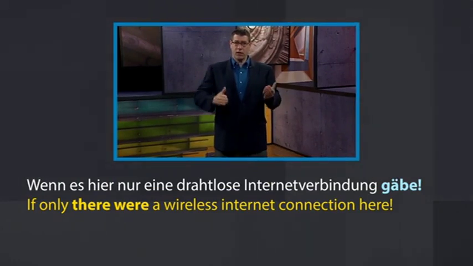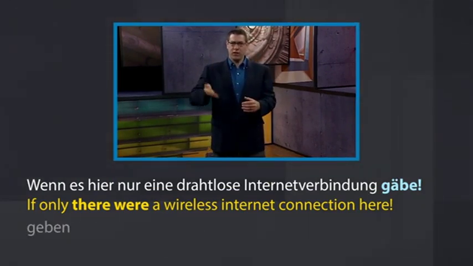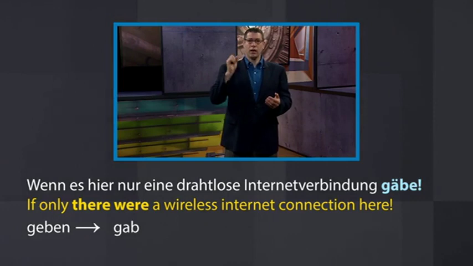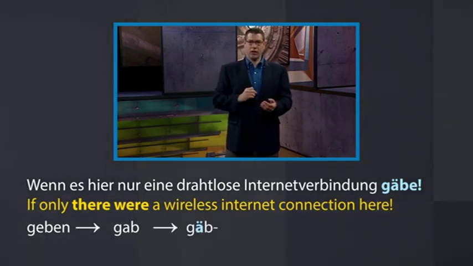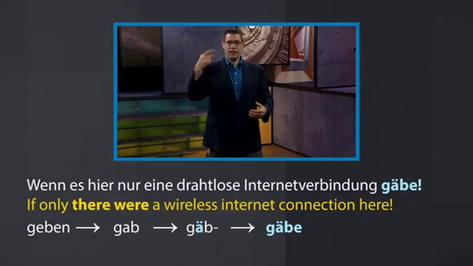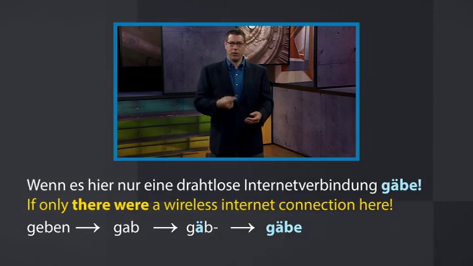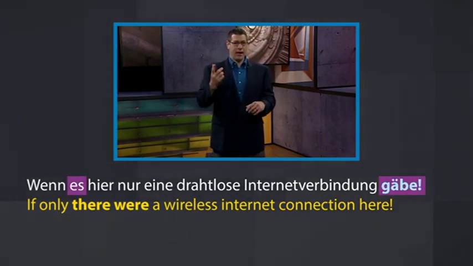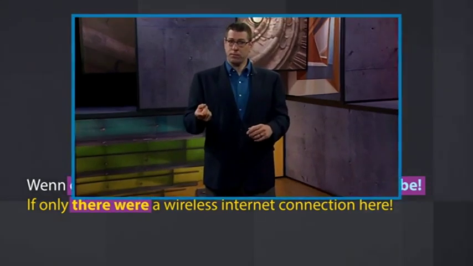The single verb subjunctive here is gäbe. It comes from the infinitive verb geben. Again, we take this verb's third person simple past form, gab, then we umlaut the vowel to get gäb, and last, we conjugate it. Ich gäbe, du gäbest, sie/es gäbe. "Wenn es hier nur eine drahtlose Internetverbindung gäbe." While the indicative phrase es gibt means there is or there are, in the subjunctive mood, es gäbe translates to there were.